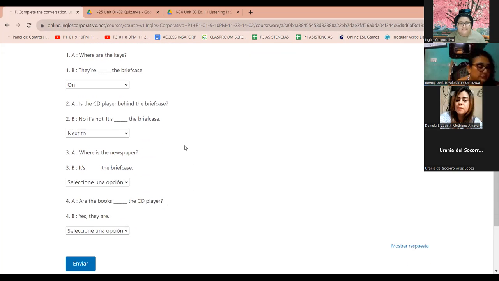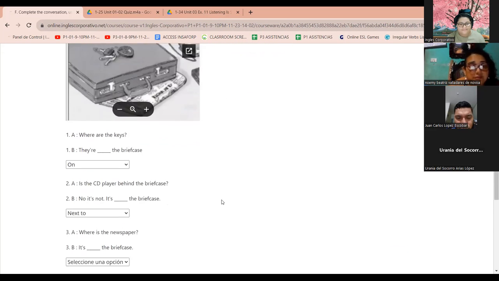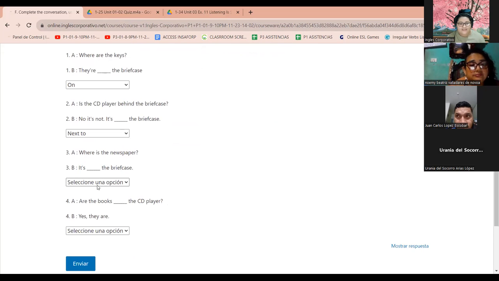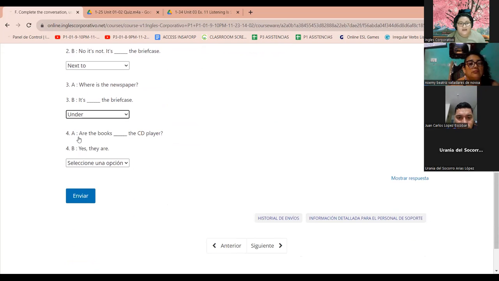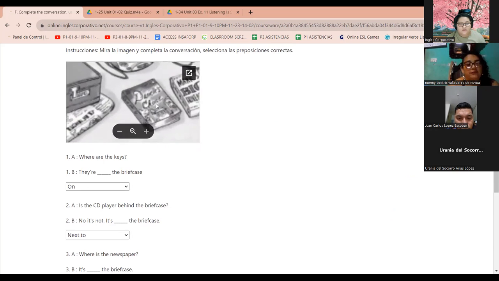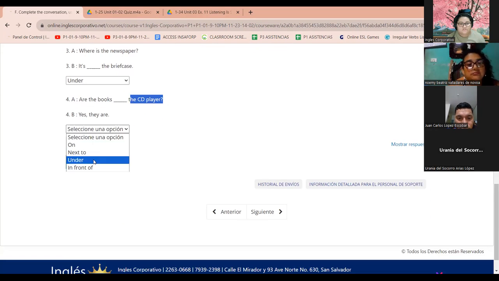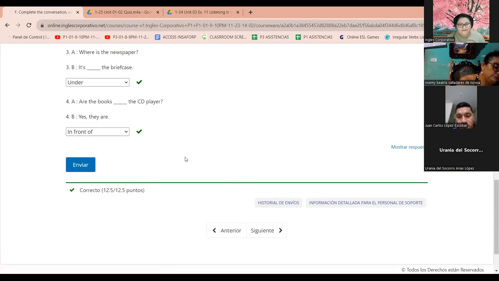And then, where is the newspaper? Under. All right. It's under the briefcase. And then, are the books in front of the CD player? In front of. All right, good. Let's click here. Good.